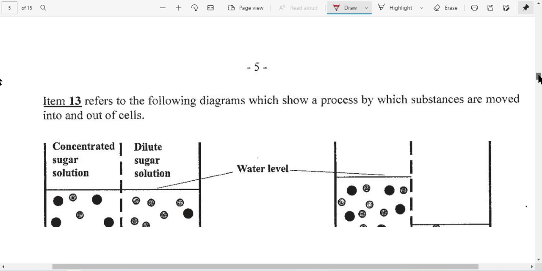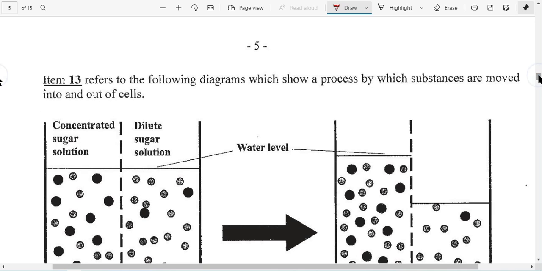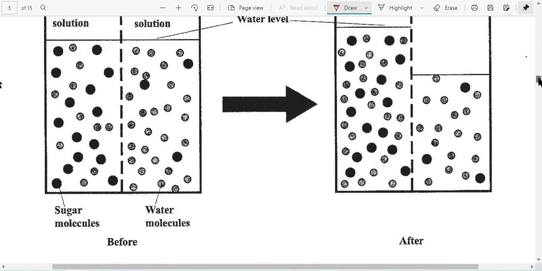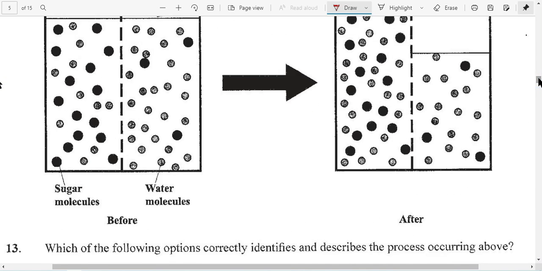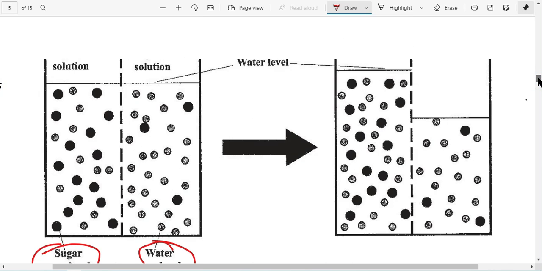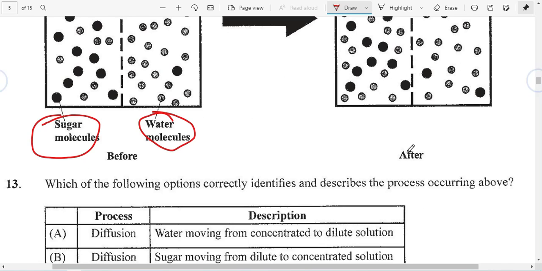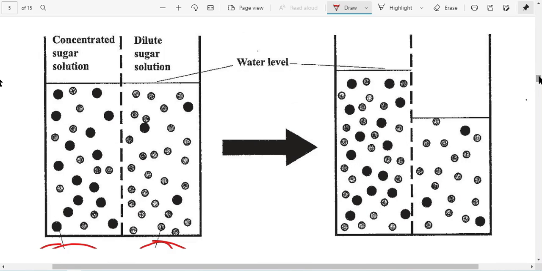And we're moving on to question number 13, which refers to the following diagram, which shows a process by which substances are moved into and out of the cell. Pretty much the cell membrane there being involved. But let's look at the sugar molecules here and the water molecules pretty much at the start of the experiment. If we observe, they are pretty much at the same volume. But after the experiment, look what happens. Here we are having the sugar side increasing and the side with the water is of course decreasing.